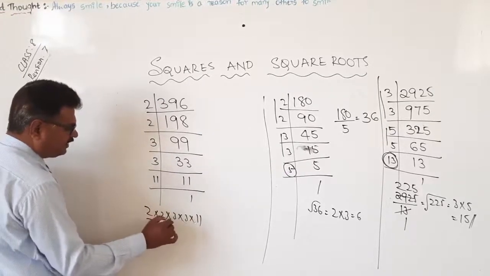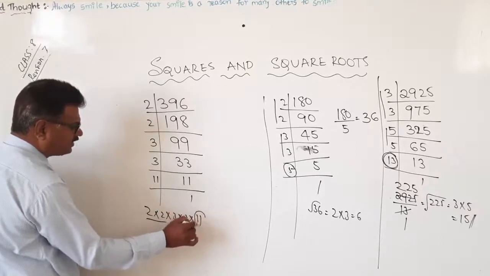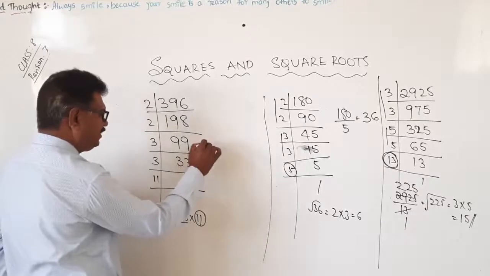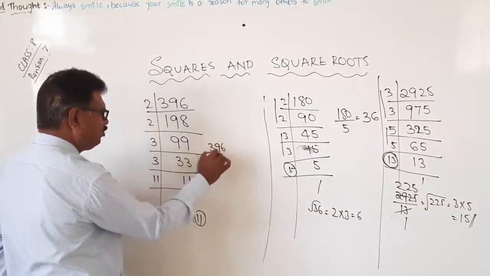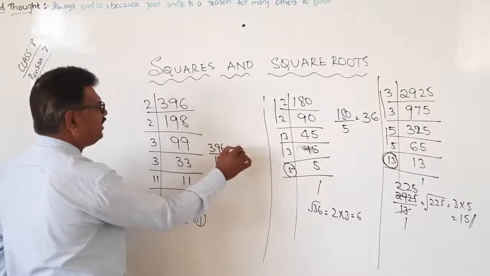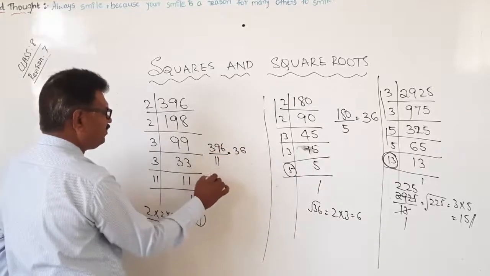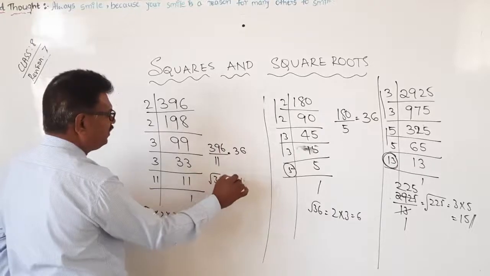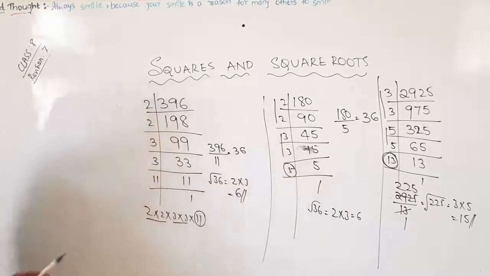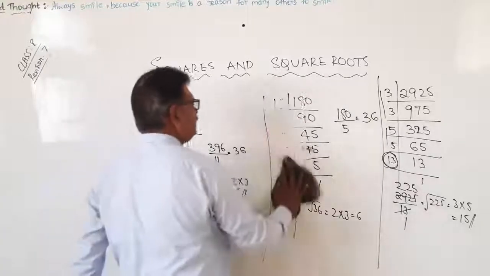For 2, a pair is there; for 3, a pair is there. But who is excess? 11 is excess. 11 is excess means 396 should be divided by 11. Therefore 11 threes are 33, 11 sixes are 66. Therefore the square root of 36 is how much? 2 into 3 equal to 6. So like this we have to do. Okay na? Yes. I told you.